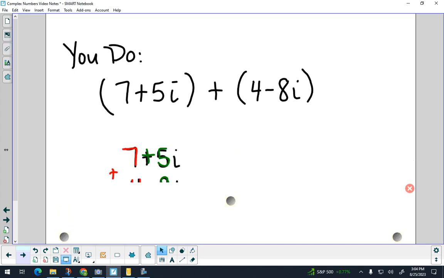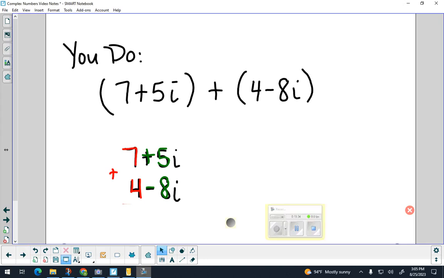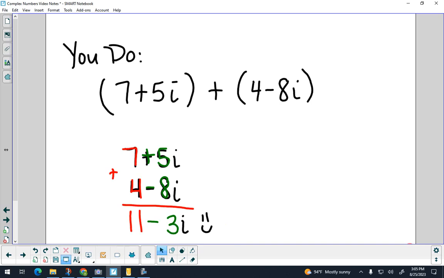So hopefully you paused the video. In showing my work, I went ahead and lined it up like I did with adding and subtracting. This is a listening check. Go ahead and draw a star next to that lineup process. Okay, so as I was saying, you're going to go ahead and line it up, match your like terms, use your two colors. 7 plus 4 is 11, and 5 plus -8 is -3. And that's your final answer, okay?